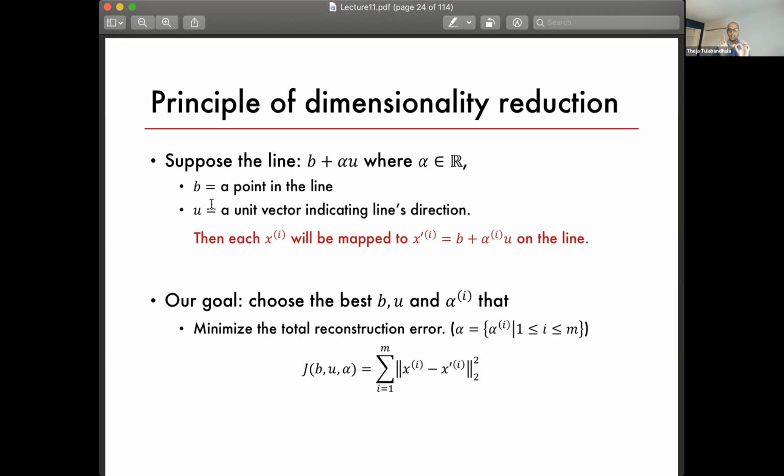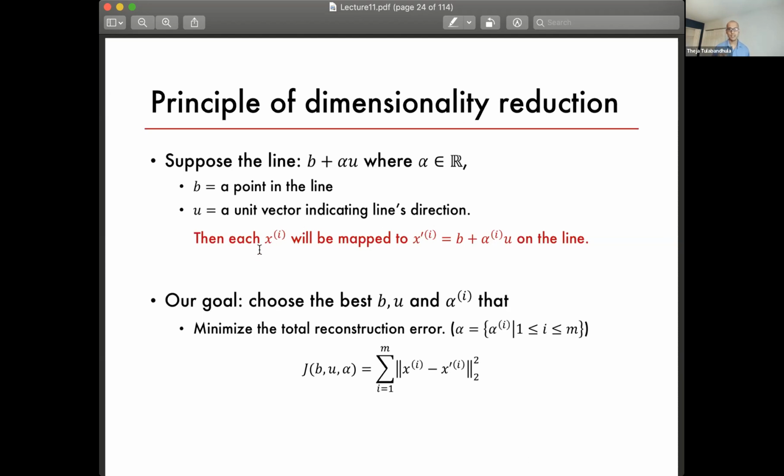And if you scale alpha u to be small, then you get smaller points like this. If your alpha is, let's say, 100, then you get a point which is higher. When alpha is negative, you get to the other side. So as you keep changing alpha, you get a line along the direction of u.